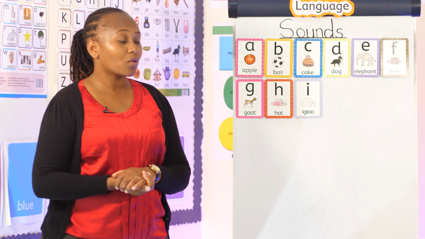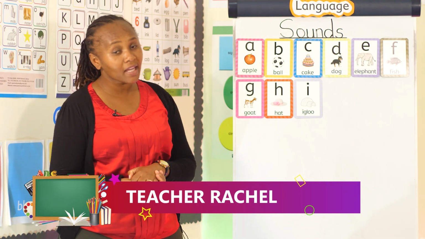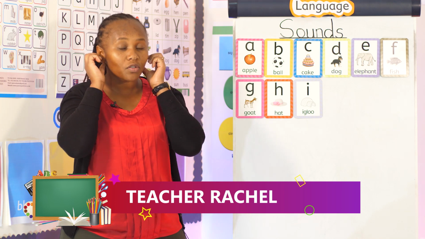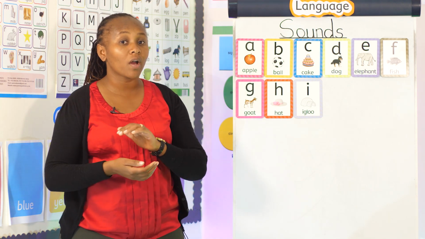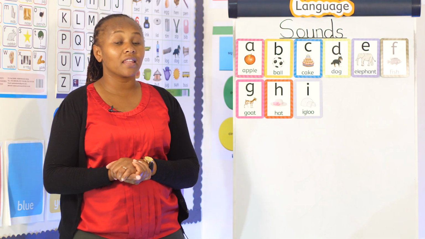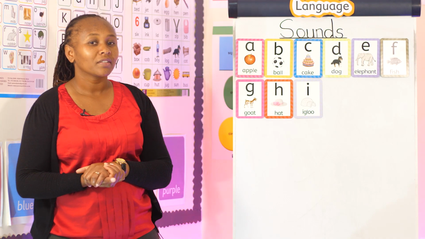Lesson, we are going to continue learning the sounds. We learn sound A to E. So open your ears so that you can listen carefully, and also open your eyes to see the beautiful pictures and the nice sounds that I'm going to show you.